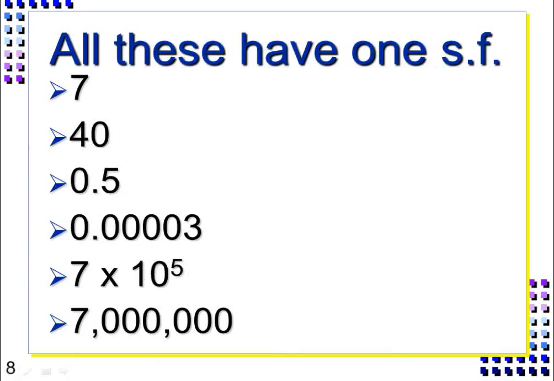Let's look at some examples. All of these on the screen have 1 significant figure. So 7 obviously is only 1 digit, so 1 sig fig. The number 40, the 0 at the end is trailing.